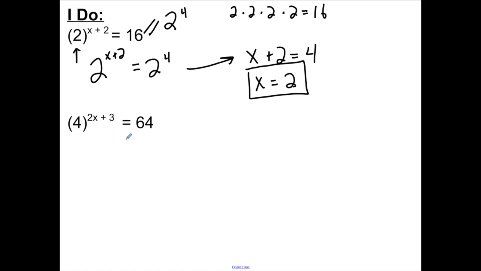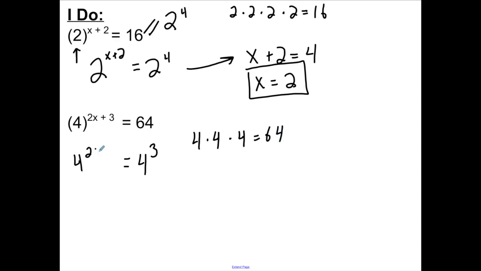In this case, the bases are also alone, right? 4, the base is alone, there's nothing in front of it, there's nothing off to the side. So I'm going to try to write 64 as a power of 4. I know that 64 is equal to 4 to the power of 3, because 4 times 4 is 16, and 4 times 16 is 64.